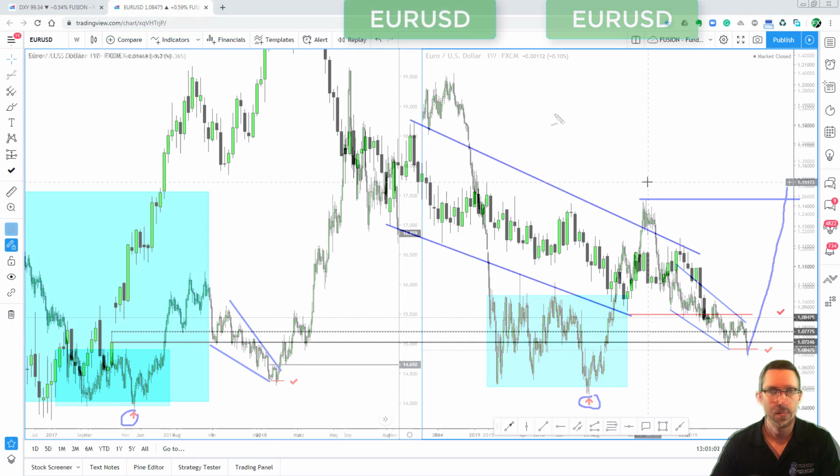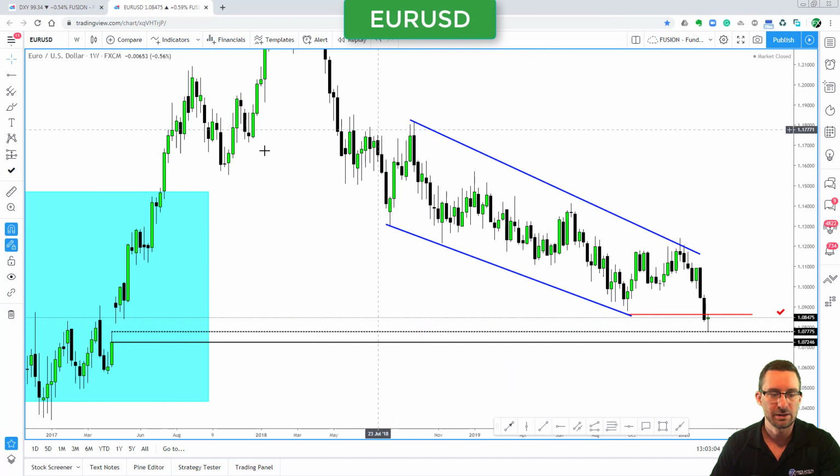Alright, sticking to the weekly time frame, what I've done here is I've marked off two important levels, and this is this weekly candle, and I've marked the top of this weekly candle and the body of this weekly candle. Now the body of this weekly candle is technically the gap close.